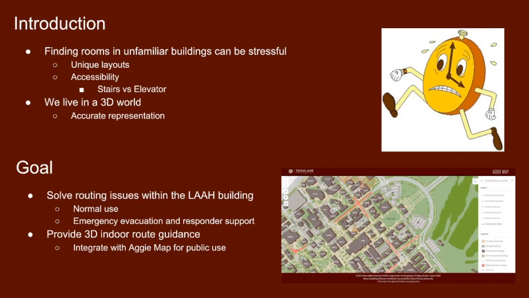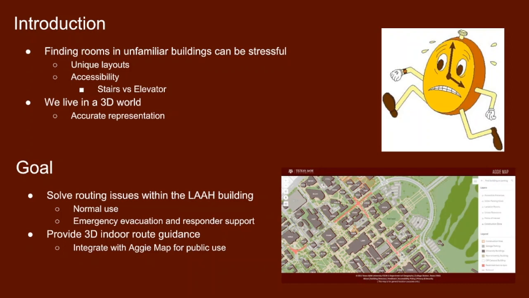Finding rooms inside of unfamiliar buildings can be stressful. Buildings have unique layouts, there's different accessibility means, such as stairs and elevators. And since we live in a 3D world, we felt that representing this information would be best done through a 3D map. And so this would allow for people to better orient themselves inside of buildings and provide them with navigational routes through the building.